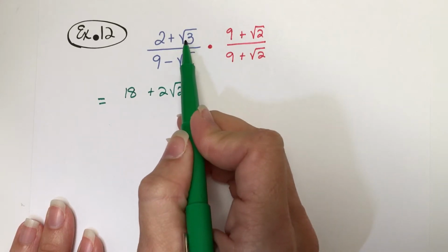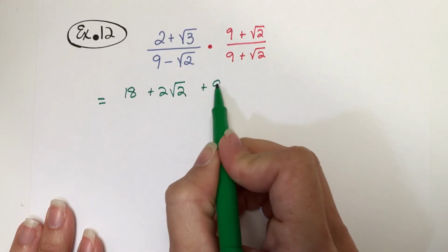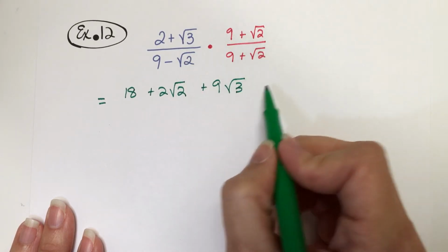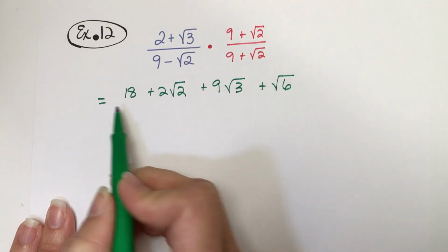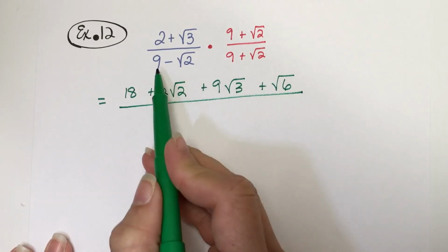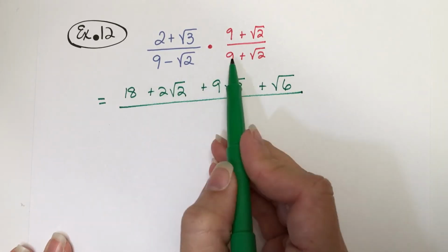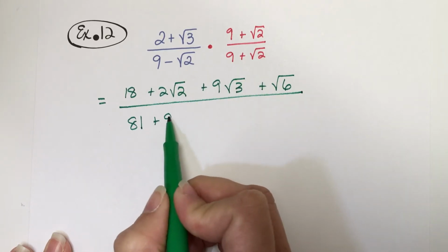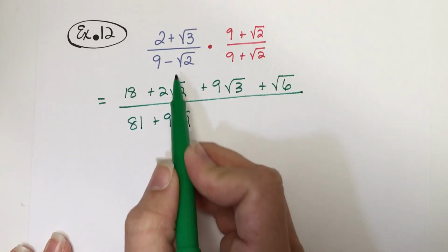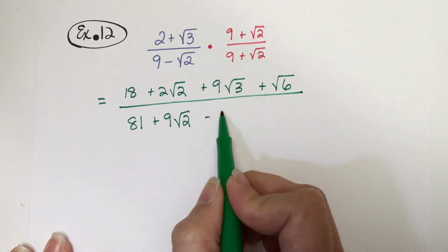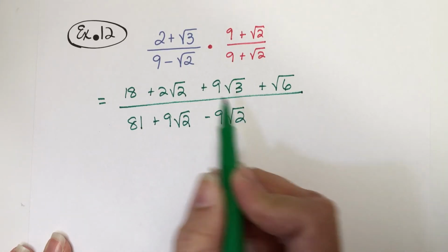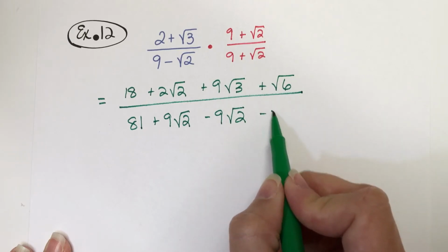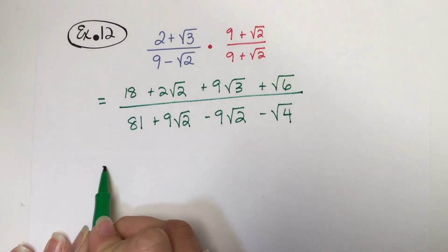Okay, now take the square root 3 times 9, and square root 3 times square root 2. Okay, on the bottom, FOILing this out, so 9 times 9 is 81. 9 times square root 2. And now negative square root 2 times 9. And negative square root 2 times a positive square root 2 would be a negative square root 4.